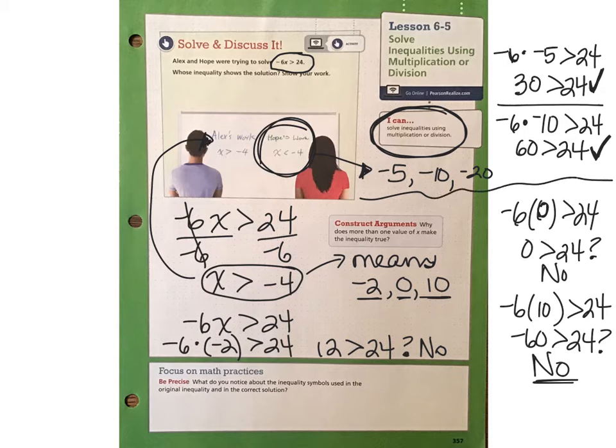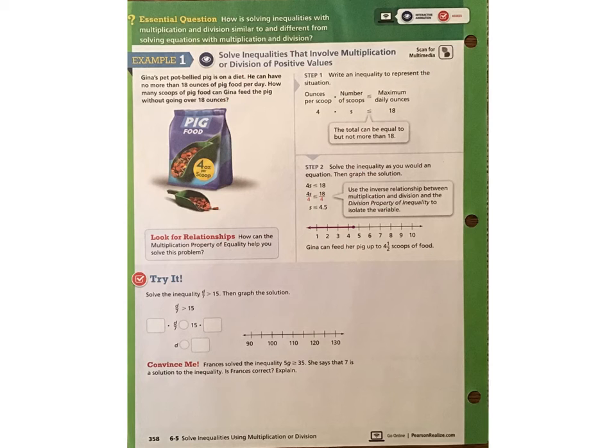So when we solve inequalities that involve multiplication or division, we have to be cautious of the inequality sign. In just a moment, we'll take a look at some more examples in order to decide how we can determine when this inequality sign in our work needs to flip around. Now let's take a look at example 1.